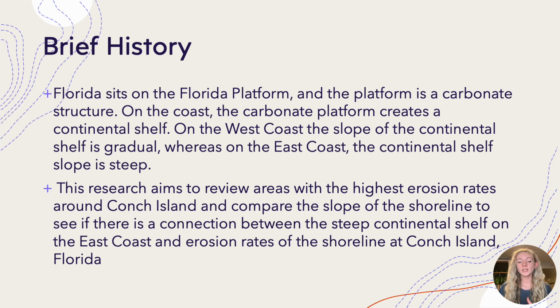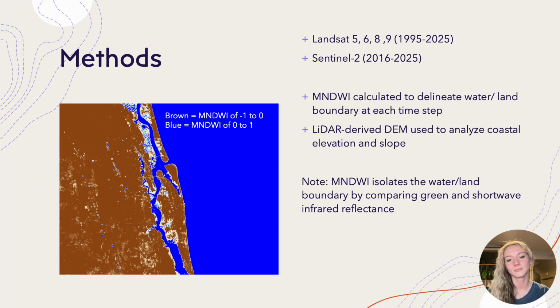On the west coast, the slope of the continental shelf is gradual, whereas on the east coast, the continental shelf is steep. Now, this research aims to review the highest erosion rates around Conch Island and compare the slope of the shoreline to see if there's a connection between the steep continental shelf on the east coast and erosion rates on the shoreline at Conch Island, Florida.